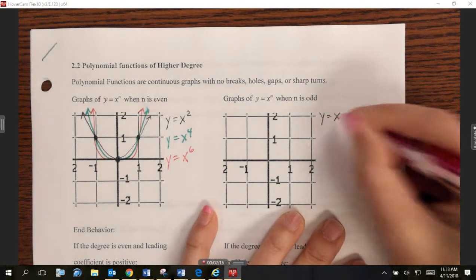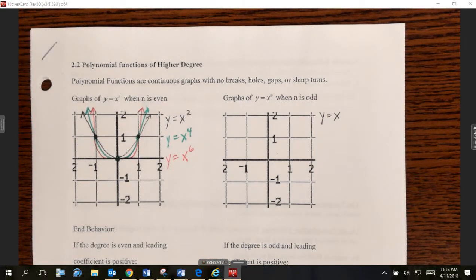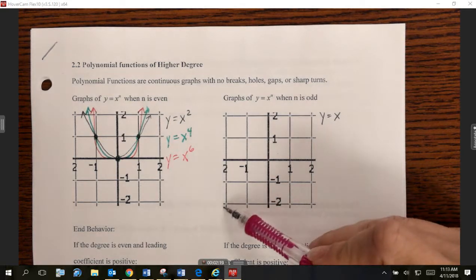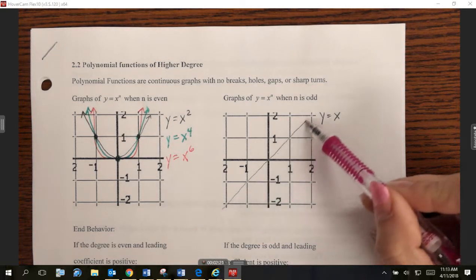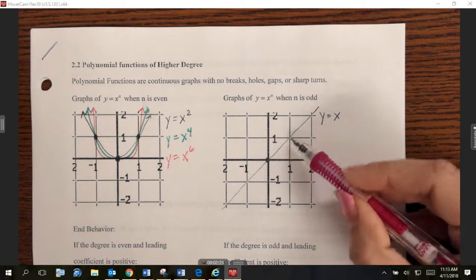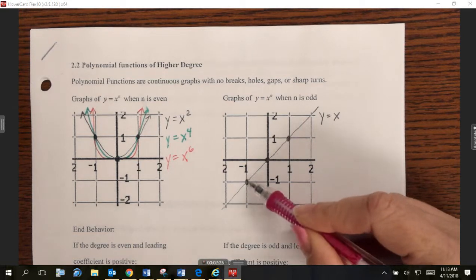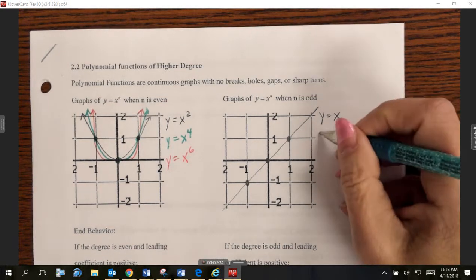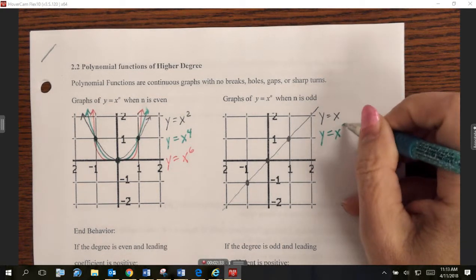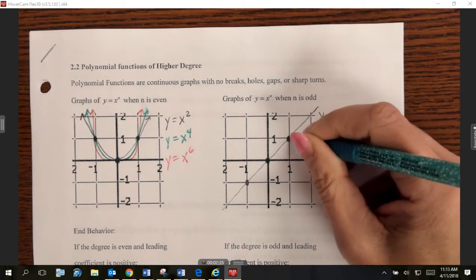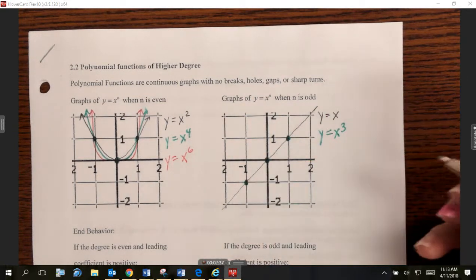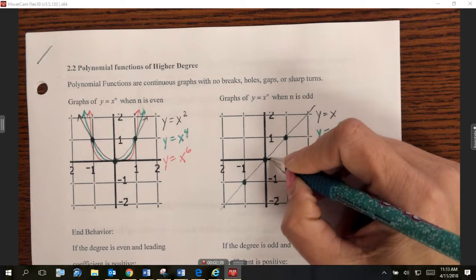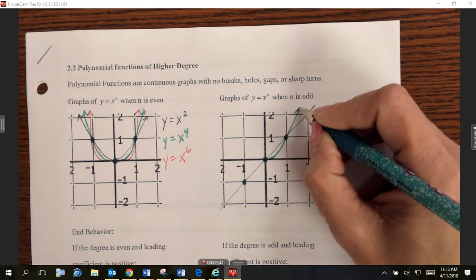On the other graph, I'm going to do odd, so I'll do y equals just x to the 1st, and that's a line. It's going to go through 0, 0. It's also going to go through 1, 1, and negative 1, negative 1. Then I'm going to do y equals x to the 3rd. That passes through 0, 0. It passes through 1, 1. It passes through negative 1, negative 1. But it starts slower and then rises faster.